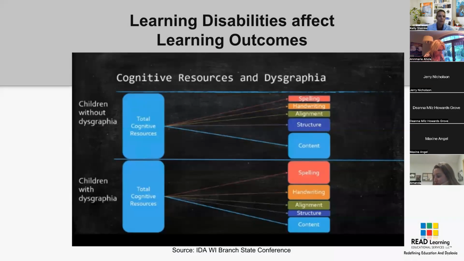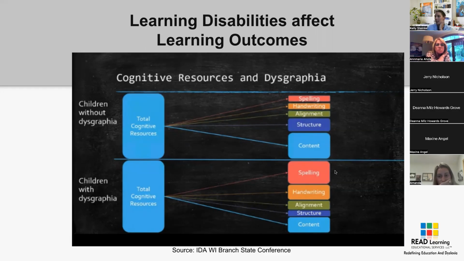This slide I borrowed from a presentation that was given at the IDA state conference. And I just thought it was so fantastic because you could really apply this to any learning disability or any struggle a student has. If you look at all of us having a certain finite amount of cognitive resources to use throughout your day at school or at work, right? You've got this gas tank, and when your gas tank is empty, you can't give any more, you can't get any more fuel out of that.